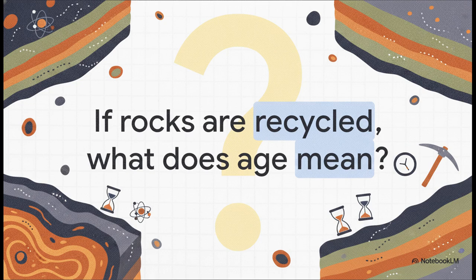Which leaves us with a truly profound question to ponder today. If Earth's rocks are constantly being melted, subducted, and recycled, literally resetting their atomic clocks over and over again, what does age actually mean in the vastness of deep time? When we measure a rock, are we dating the atoms themselves, the moment they locked together into a crystal, or just the last time the Earth violently reshaped them?